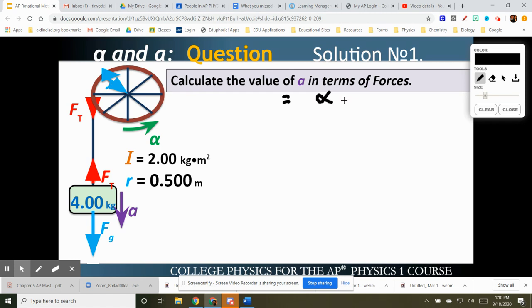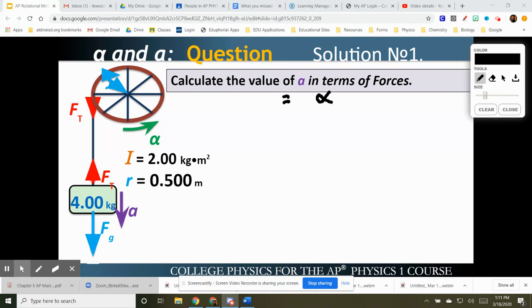And what we have to go back and think about is how we can define the force of tension. So the force of tension is what's causing the wheel to spin. There you go, Gabe. So the force of tension is causing the wheel to spin. Yes, Gabriel, the force of tension is acting as a torque.